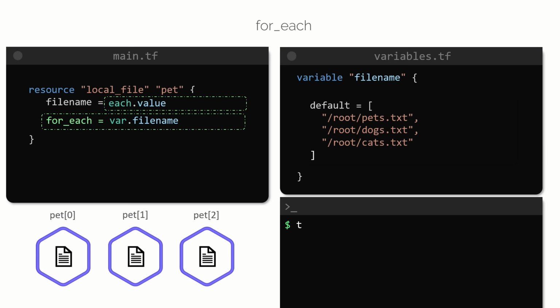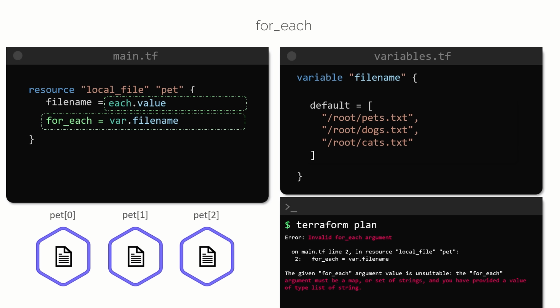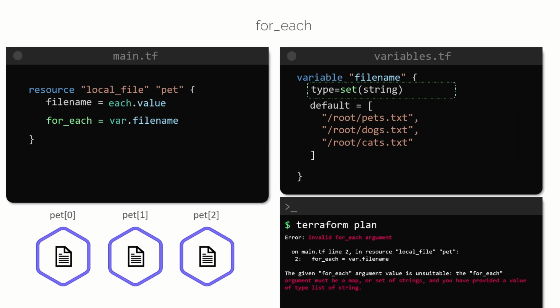If we run terraform plan now, we will see an error. The for_each argument only works with a map or a set. In the variables.tf file, we are currently making use of a list containing string elements. There are a couple of ways to fix this. Either change the variable called filename to the type set. In the variables lecture, we learned that a set is similar to a list, but it cannot contain duplicate elements.